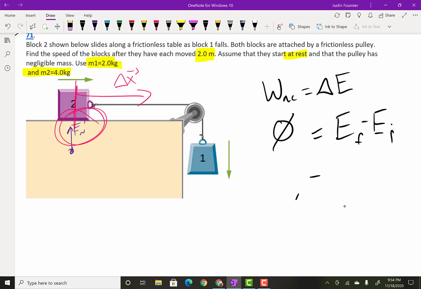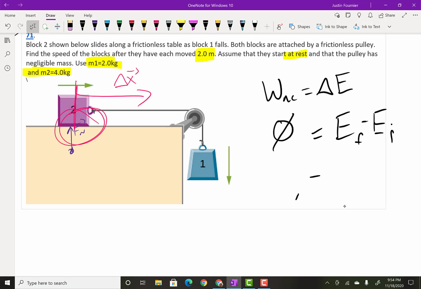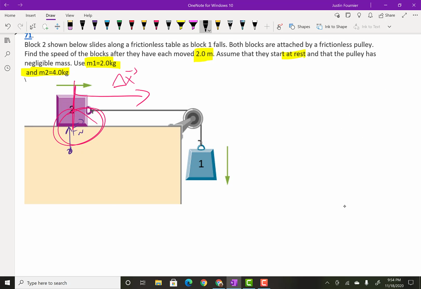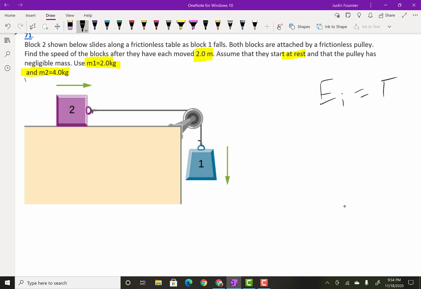Okay, so let's look at that, because the only other non-conservative force I have working here is the normal force, but the normal force is perpendicular to the displacement, and anything perpendicular to a displacement does 0 work. So I don't need to worry about any of the non-conservative forces. The energy is going to be conserved here. So I am going to use conservation of energy: the initial energy is going to equal the final energy.